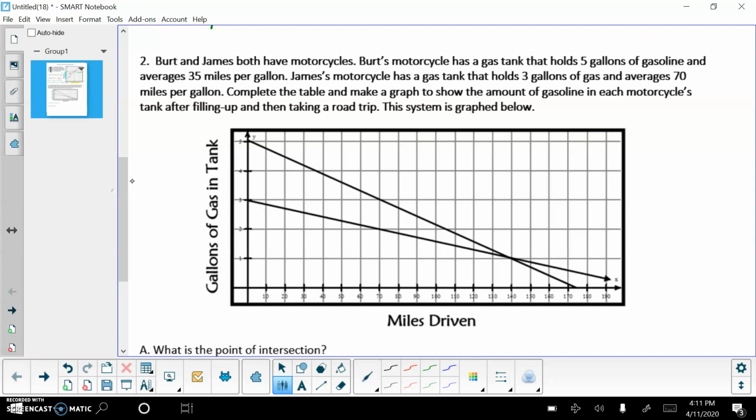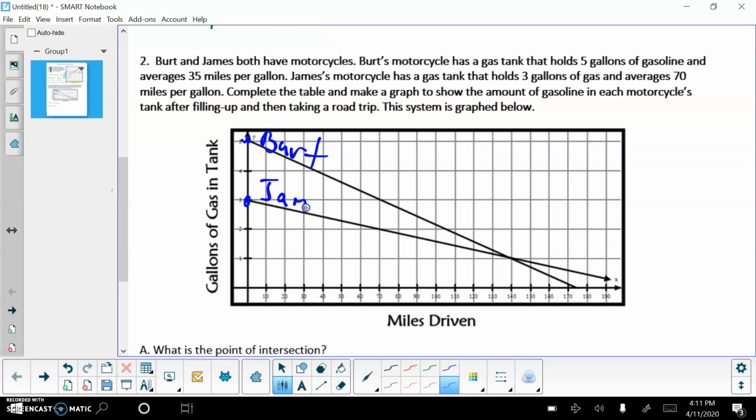This one says, Bert and James have motorcycles. Bert's gas motorcycle has a gas tank that holds 5 gallons of gas and averages 35 miles per gallon. And I'm going to notice that of the two graphs, the one at the top starts at the 5. So this one right here, that's Bert. And then it says James's motorcycle has a gas tank that holds 3 gallons of gas and averages 70 miles per gallon. So I'm going to notice that here is the one that's got the 3 on the gallons of gas. So that must be James.